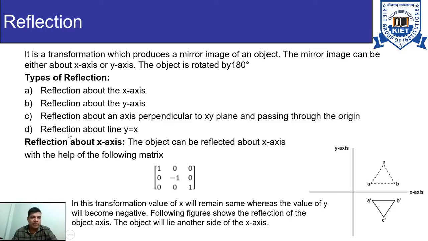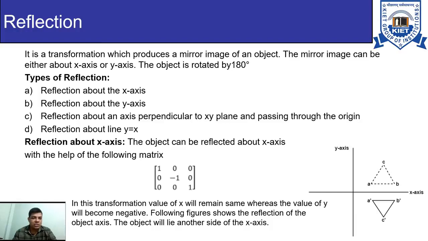And finally we are having reflection about a line y equals x or a line y equals mx plus b. So we will start from reflection about the x-axis, and this is the 3 by 3 matrix of reflection about the x-axis, and it is a kind of homogeneous matrix.